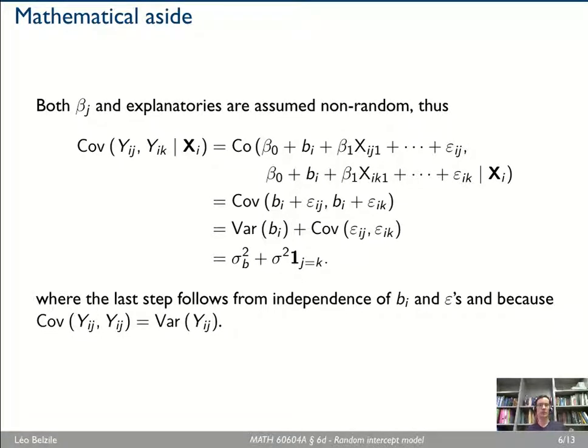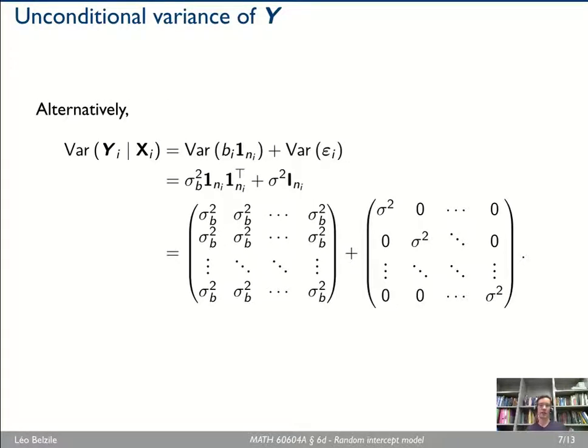So this is the covariance in general, that's how you would derive it. And if j equals k, you get sigma square b plus sigma square. Otherwise, you just get sigma square b. Okay, so here is the mathematical side if you want to have a look.